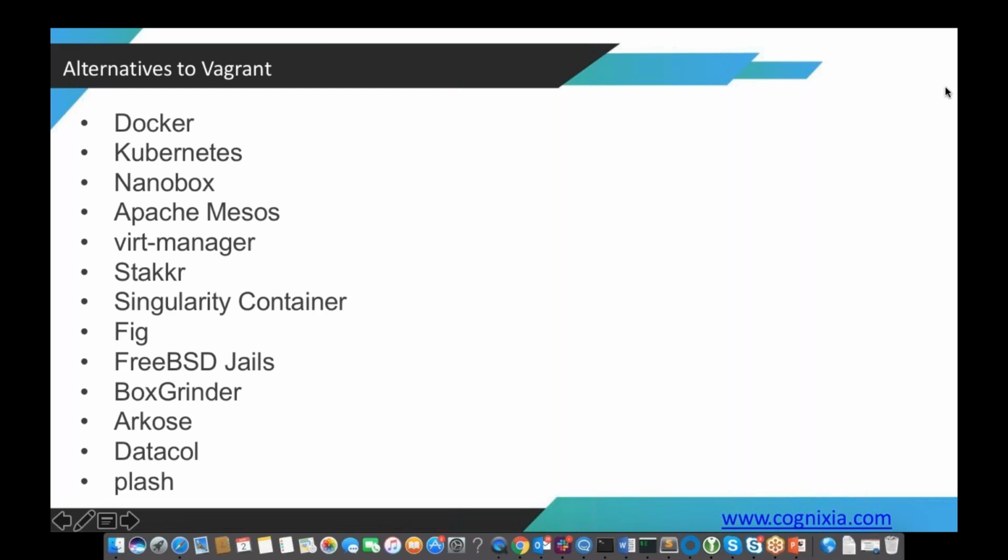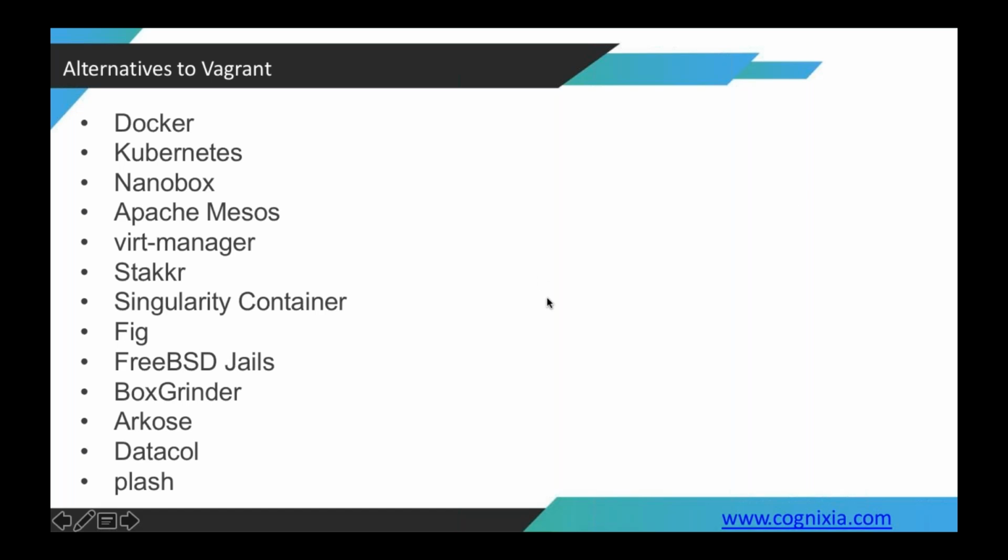Then we can use Kubernetes. Again, Kubernetes runs Docker containers. Then there are Nanobox, Apache Mesos, Word managers, Stacker, Singularity containers, Fake, FreeBSD jails, Box Grinder, Arcos, Data Call, and Flash. So you can use any of these alternatives to achieve what we are trying to achieve through Vagrant. But Vagrant is most widely used, and it's really easy, so we are going to use Vagrant for these reasons.